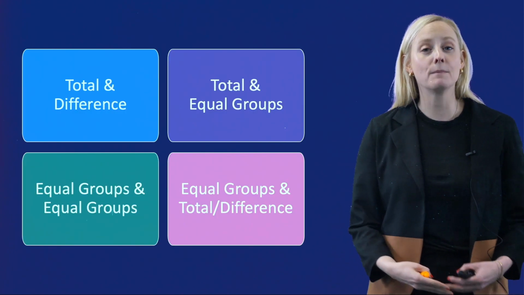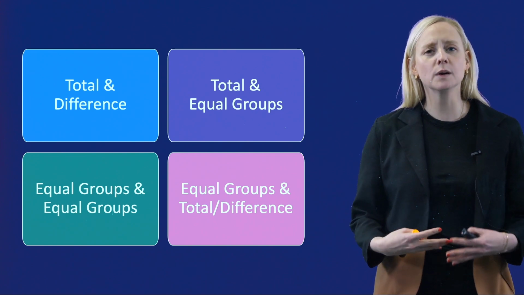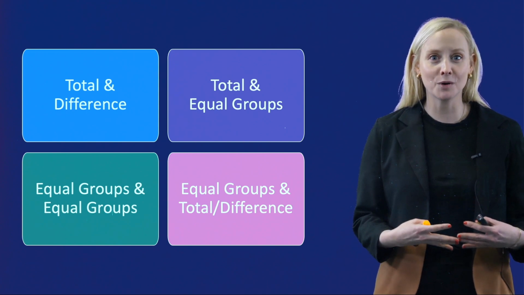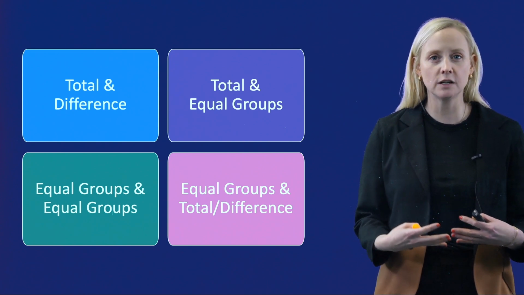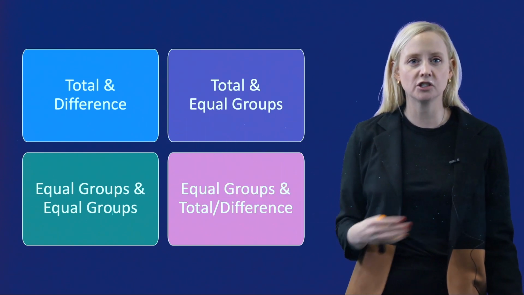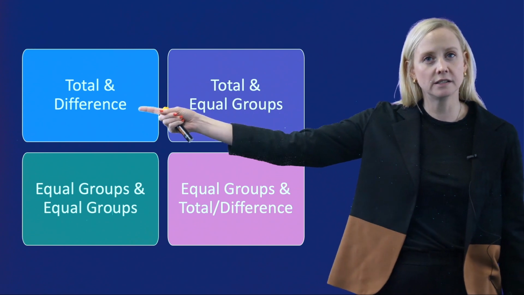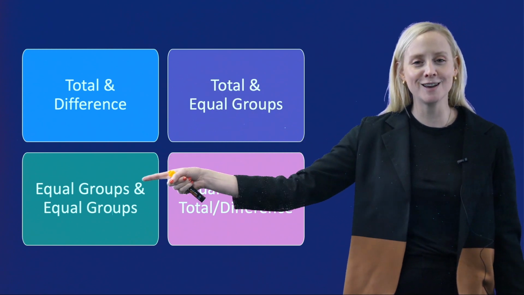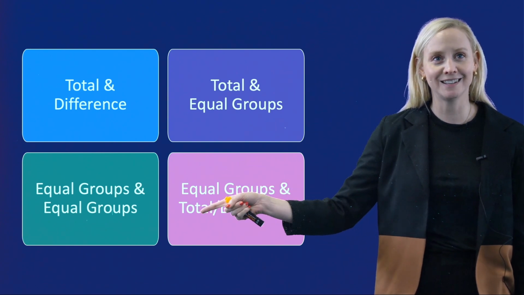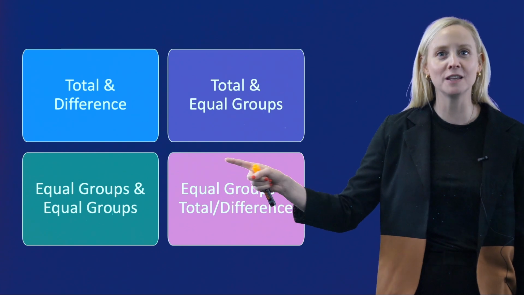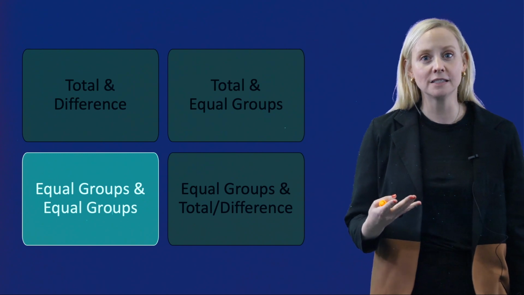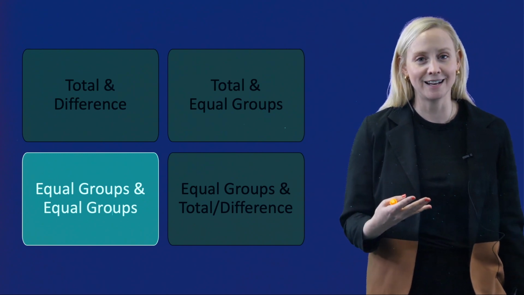When we're thinking about multi-step word problem interventions, we took a close inventory and looked at all of the different multi-step word problems that were featured at grades 3, 4, and 5. What we noticed was 4 different schema combinations were most prevalent: total and difference, total and equal groups, equal groups and equal groups, and equal groups and difference. In this video, I'm going to focus on multi-step word problems that include the equal groups schema 2 times.